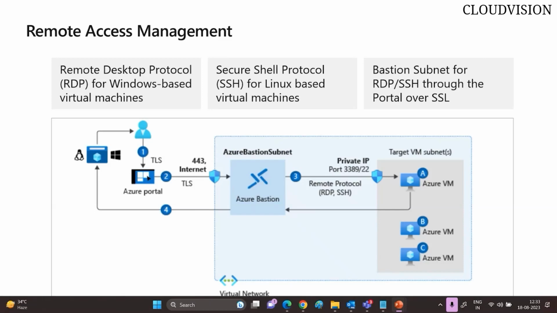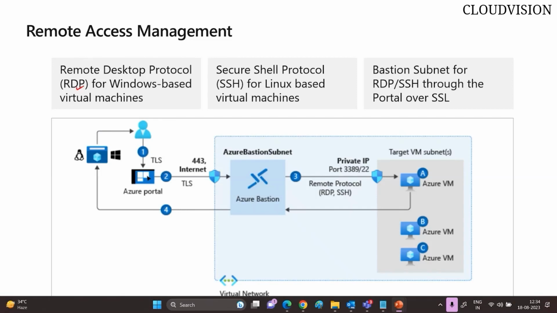We ideally take RDP, right? Remote Desktop Protocol, whenever it comes to a Windows VM, or whenever it comes to a Linux VM, we go with SSH, Secure Shell Protocol. These are the two ideal ways of taking remote access.